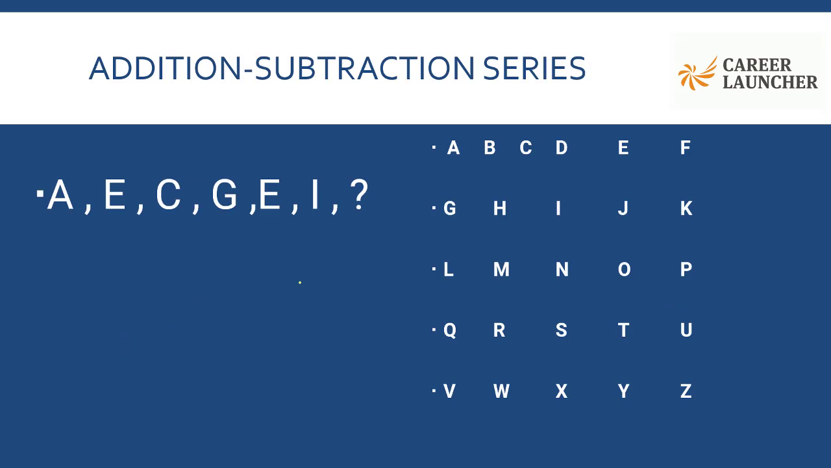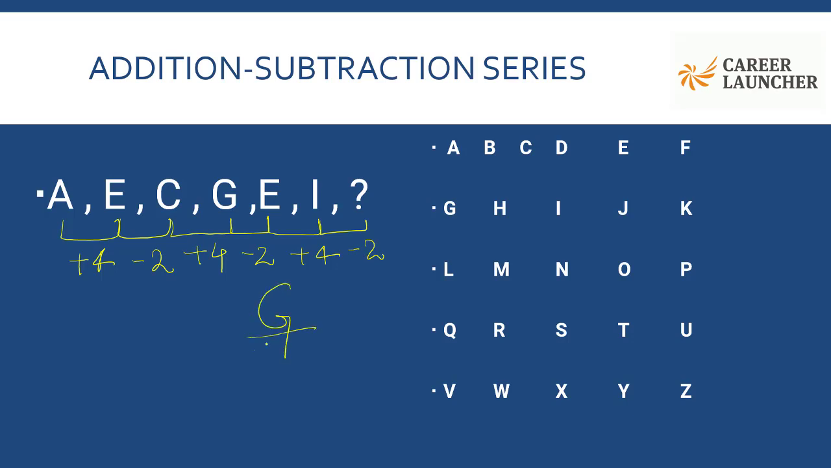Let's understand this question. A to E. So I'm moving 4 places ahead. But E to C, coming back 2 places. C to G, again moving 4 places ahead. G to E, coming back 2 places. E to I, again moving 4 places ahead. So now if I follow the pattern, I have to come back by 2 places. So when I'm at I and I move 2 places back, I will reach alphabet G here.